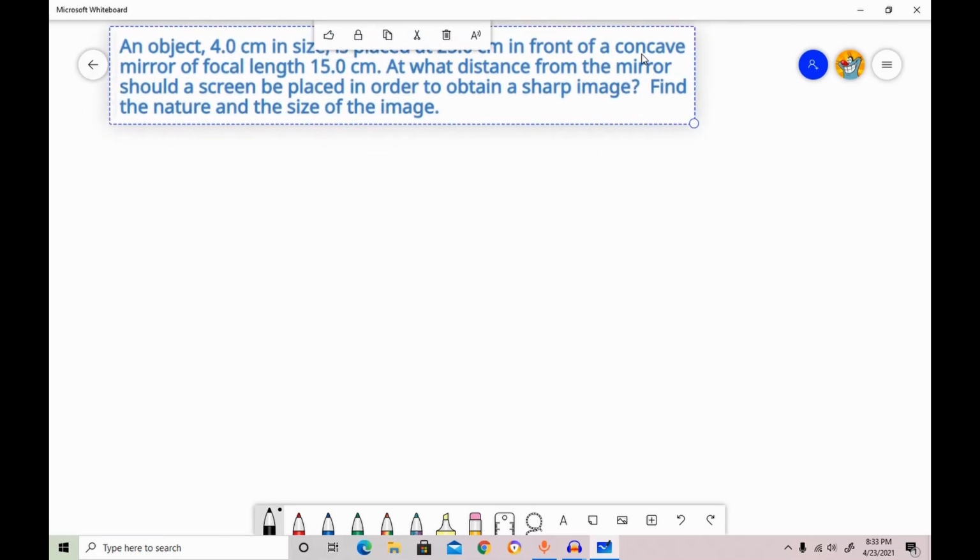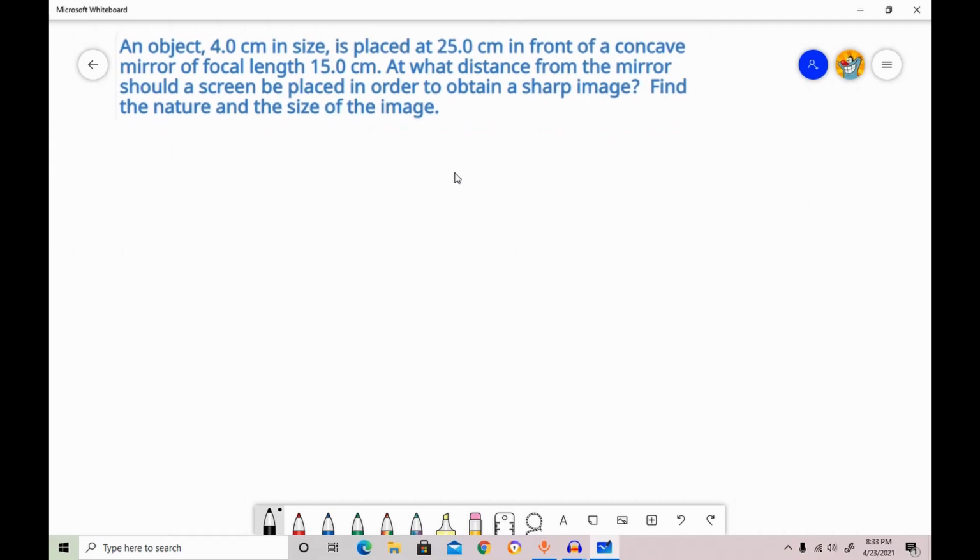What type of mirror? It is again a concave mirror. Focal length is 15 centimeter. At what distance from the mirror should the screen be placed in order to obtain a sharp image? Find the nature and size of the image.